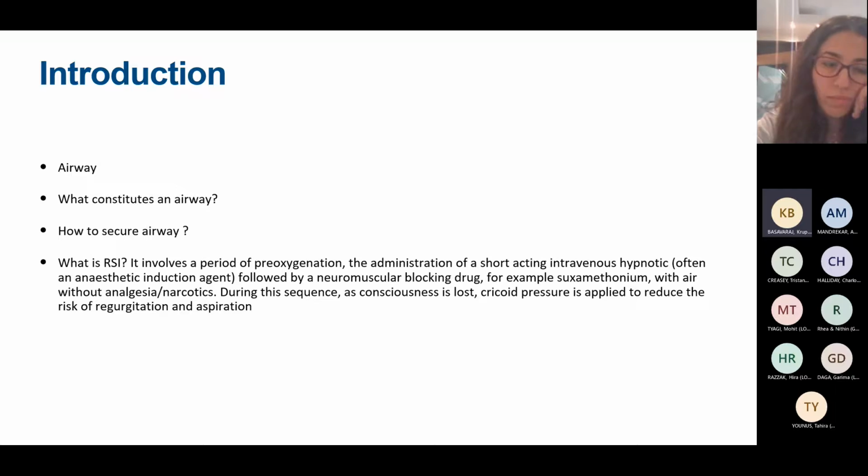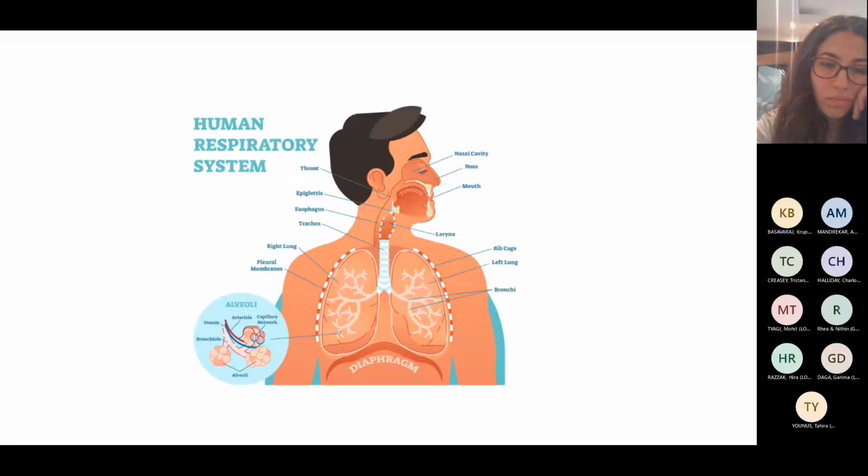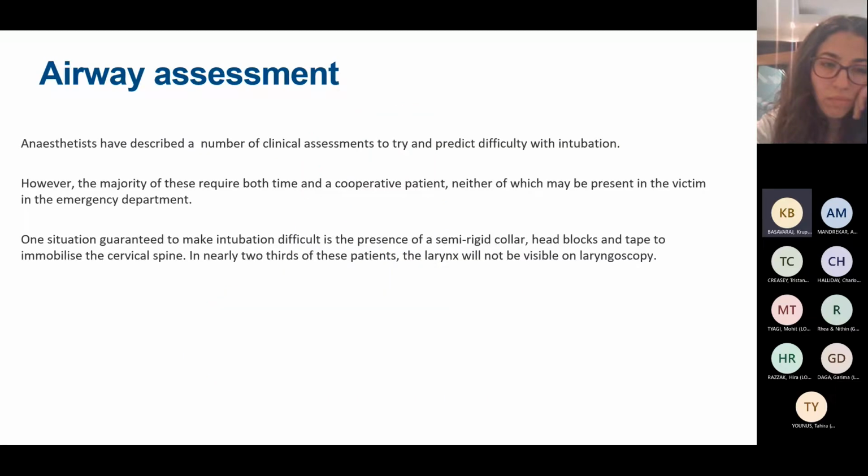Now, how do you secure your airway? Firstly, you try and maintain patency with your nasopharyngeal, oropharyngeal, or Guedel airways. Next, moving on to LMA, i-gel, and when we say a secure airway, that means endotracheal intubation. What's RSI? I'm going to talk about it in a bit more detail as we go forward. Well, just a picture of the respiratory system.